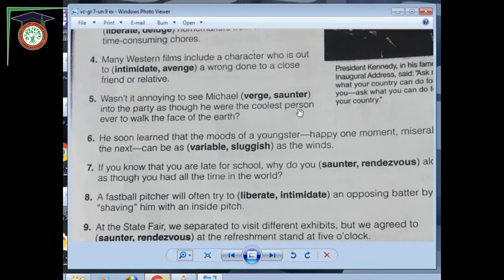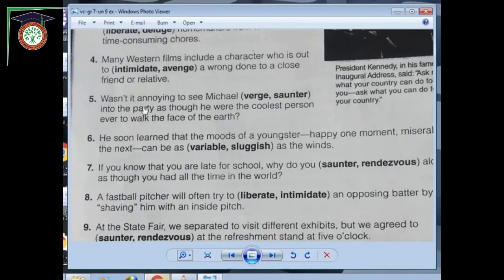Number 5, wasn't it annoying to see Michael verge or saunter into the party as though he were the coolest person ever to walk the face of the earth? Alright, what is this? What is the clue here? I don't understand this word wholly, this sentence as a whole or part by part, but I found this word, walk.